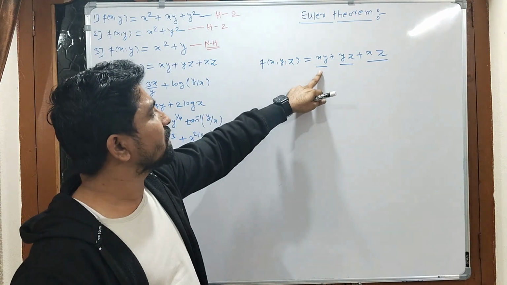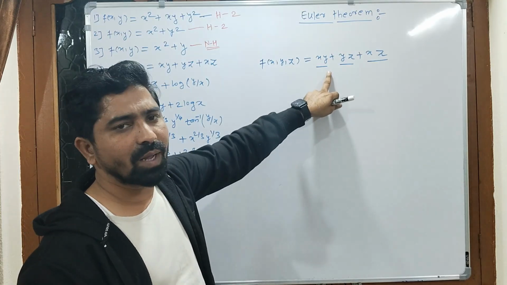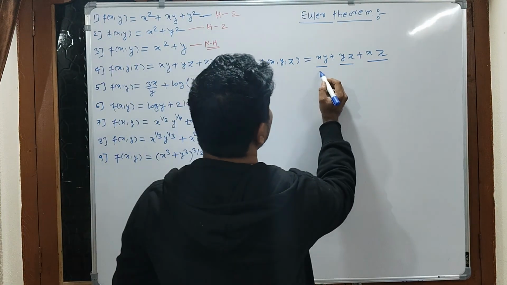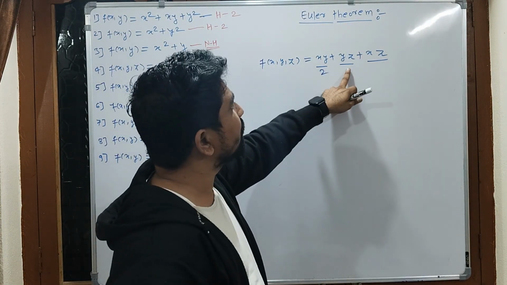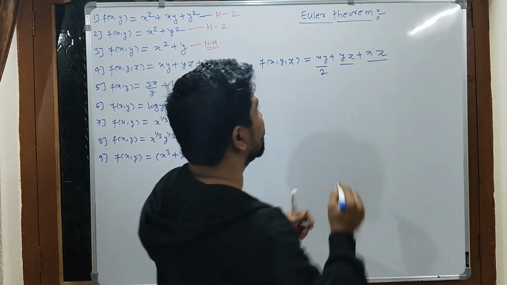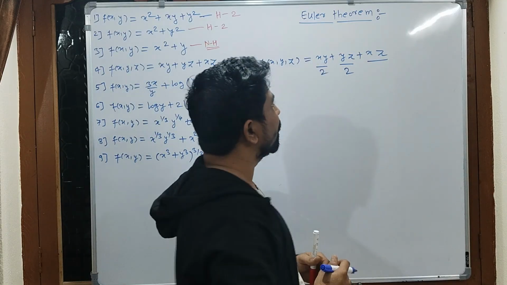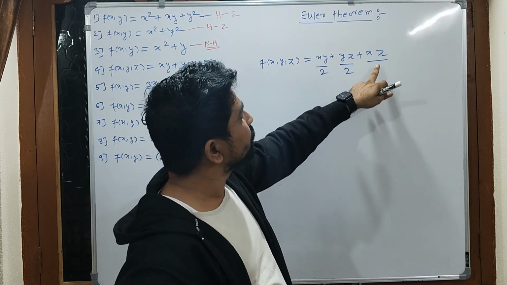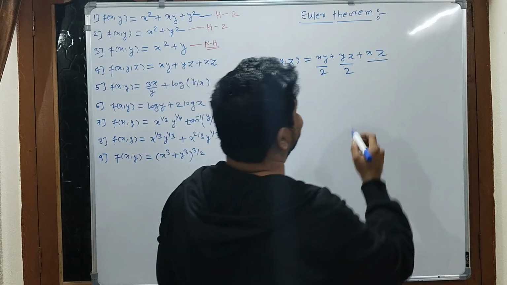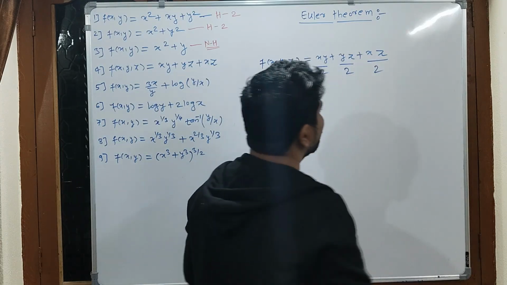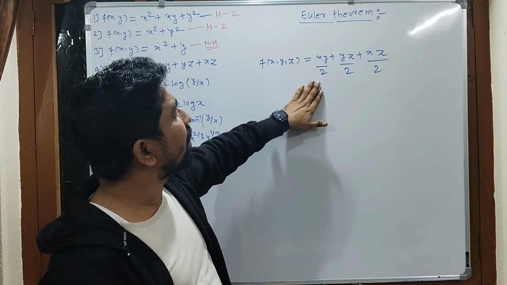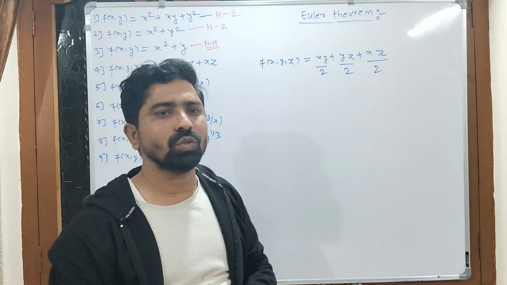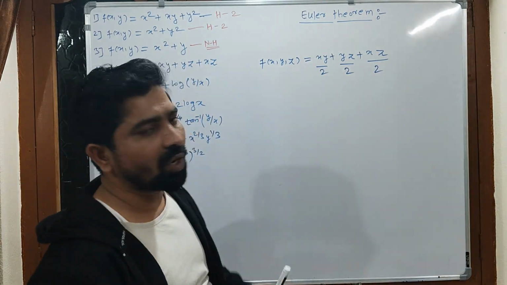Now the degree of my first term, power of x plus power of y, 1 plus 1, this is 2. Degree of my second term, power of y, power of z, this is 2. Degree of my third term, power of x, power of z, this is again 2. So the degree of each term is 2. So this is a homogeneous function of degree 2.